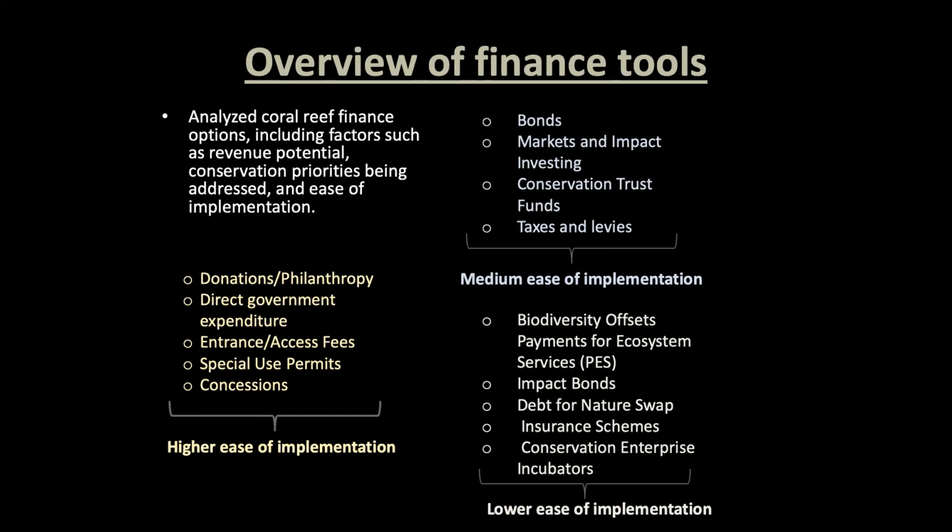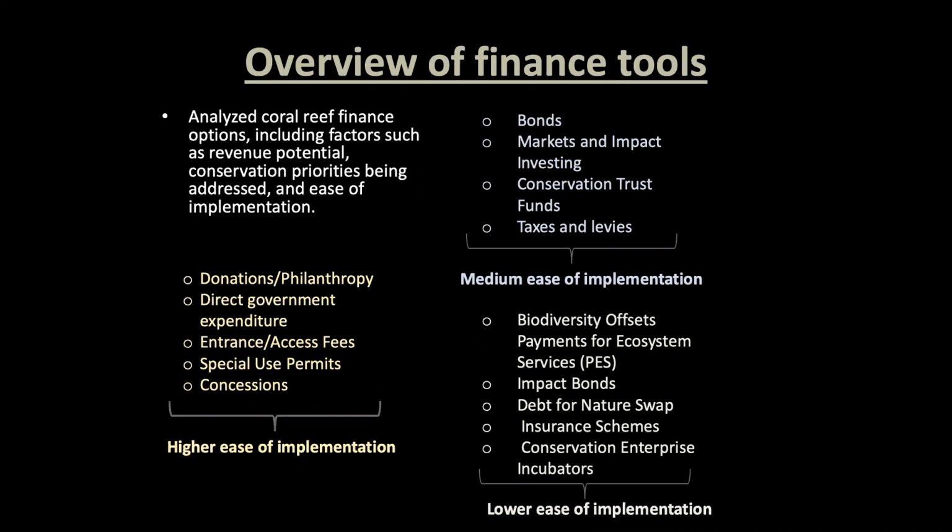So we analyzed the options. We'll talk a little bit more about them in a little bit, but we analyzed them in terms of revenue potential and the priorities being addressed. And once again, David mentioned this, but the conservation priorities we referred to were earlier on in this presentation. We're looking at either creation of marine protected areas, sustainable fisheries, or reef restoration, and certainly different mechanisms or tools address different conservation priorities.